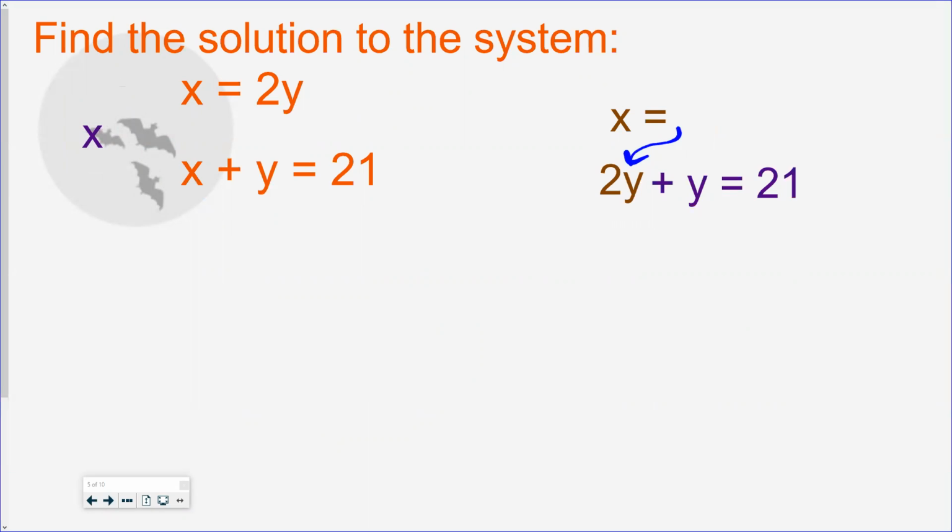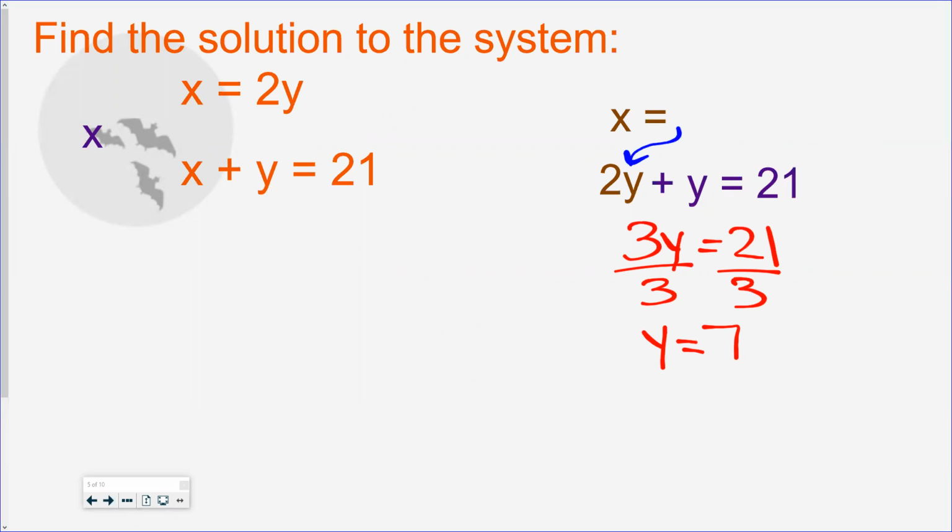Now notice I have 2y plus y equals 21. Those are like terms, so that means I can combine them. 2y plus 1y is 3y equals 21. In order to solve for y, I'd have to divide by 3. So y equals 21 divided by 3, which is 7.